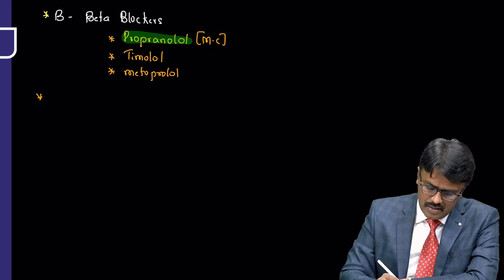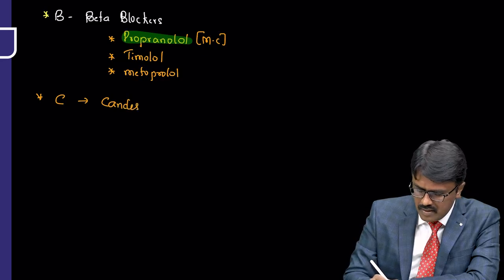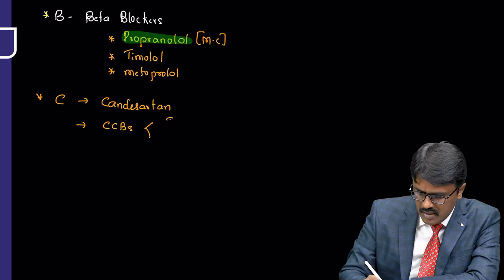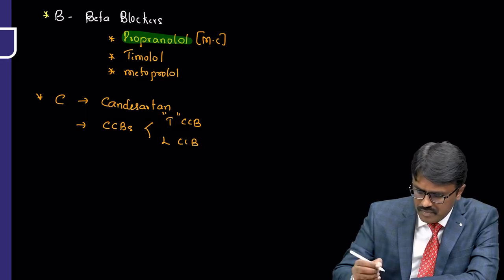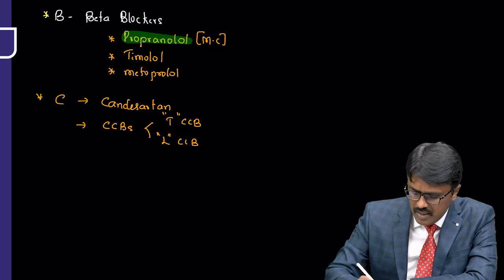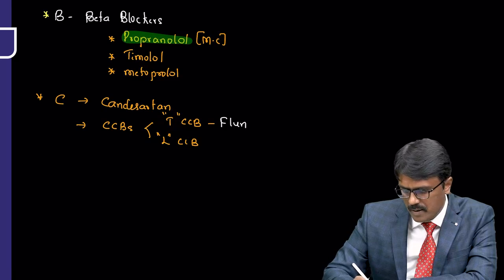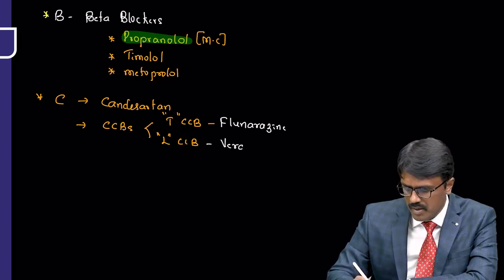Then the C stands for an ARB, that is called candesartan, that can be used. Then we have calcium channel blockers. There are two types, T-type calcium channel blocker and L-type calcium channel blocker. The T-type calcium channel blocker, any guesses? The name is called flunarizine. And L-type is called verapamil.